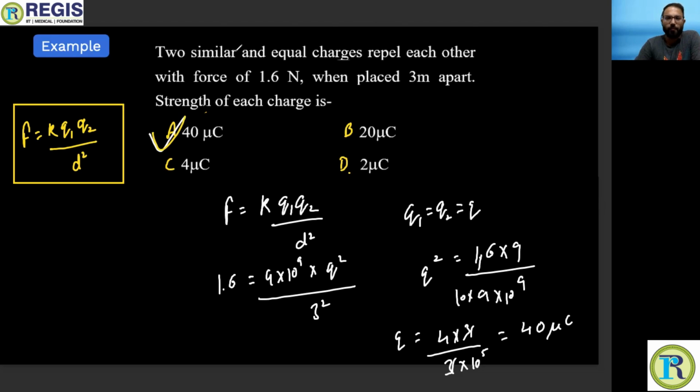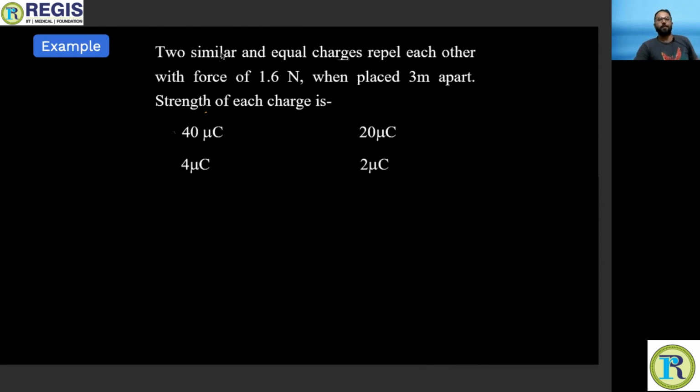Okay. So now let's try the next question. Basically, initially you have to write this formula again and again. After some time, you will be very habitual. So after some time, you can calculate all the answers directly also.